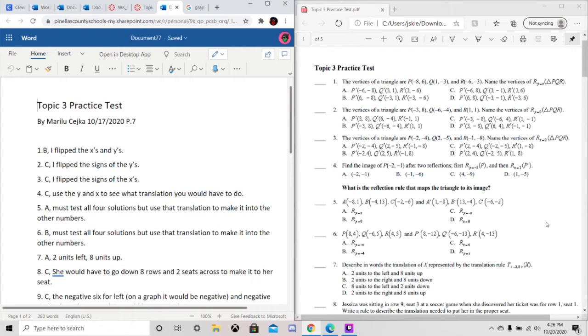For number 3, it says rx equals 0. That's when you would flip the x's. I just said it. Positive, negative. So instead of it being a negative 2, it'd be a positive 2.